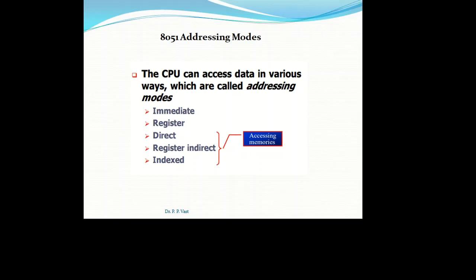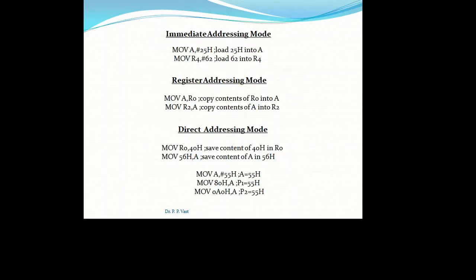Now we will see what these addressing modes mean, and we'll see examples of each one. The first one is the immediate addressing mode. What we can see over here is the first instruction, MOV A, #25H. Here the immediate data, that is 25 hex, is being transferred to accumulator A. So the immediate data will get saved in the accumulator.